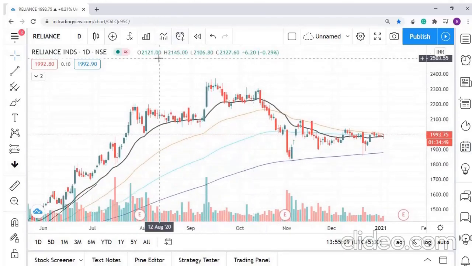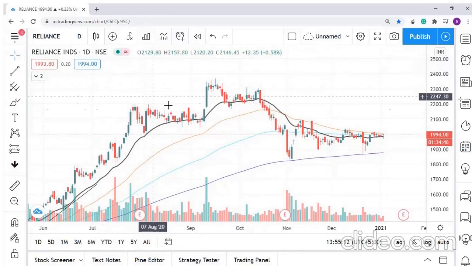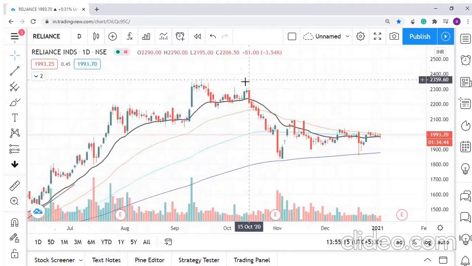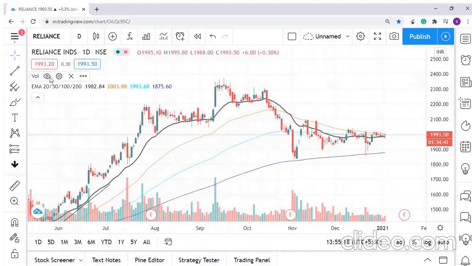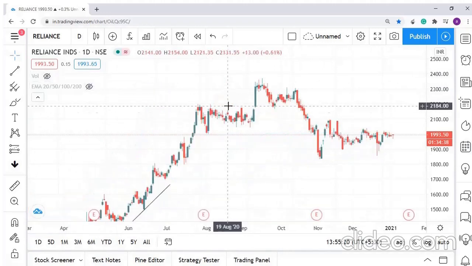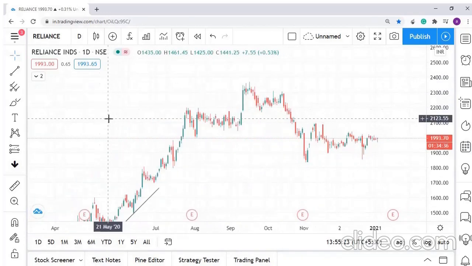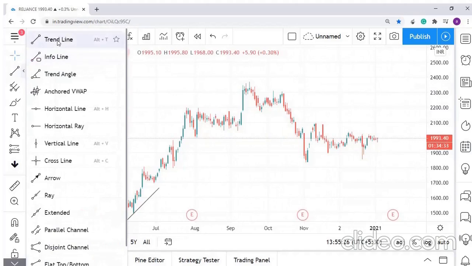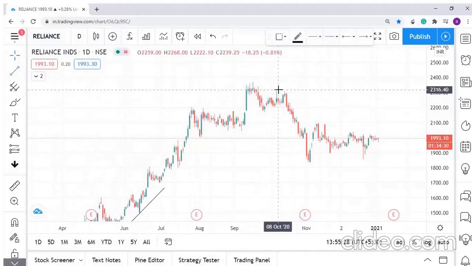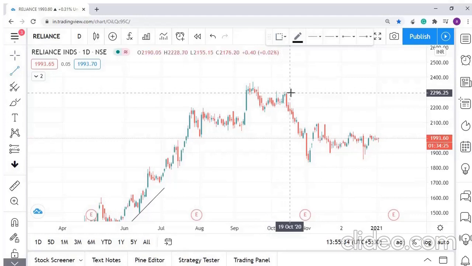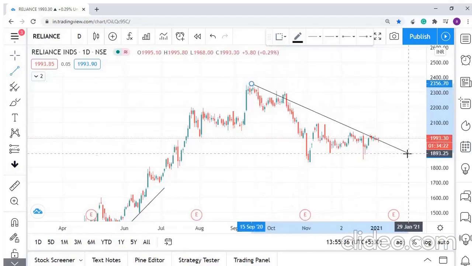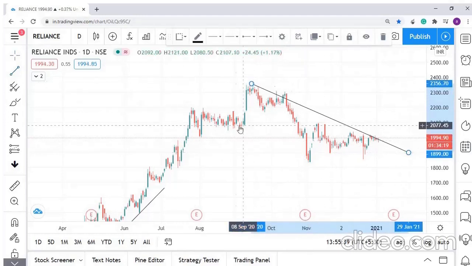The next thing we are going to look at is the drawing tools. For now we'll hide these indicators. The first drawing tool I'm going to show is the trend line. A trend line is for gauging the trend, what the direction of the trend is. You can see from here that Reliance is in a pretty clear downtrend, we can say.